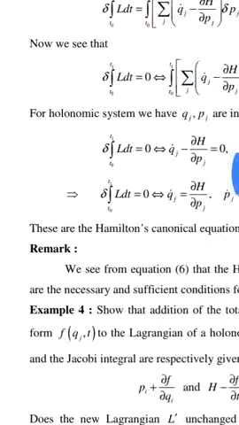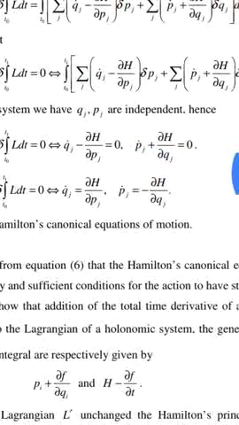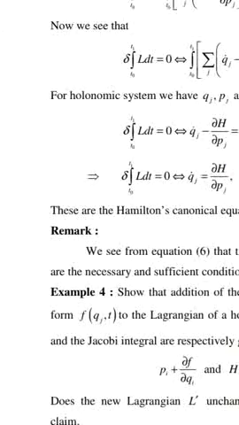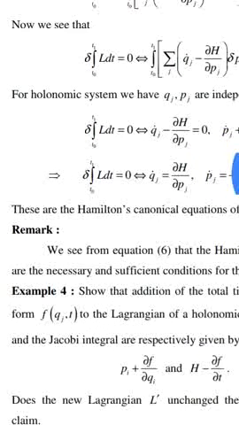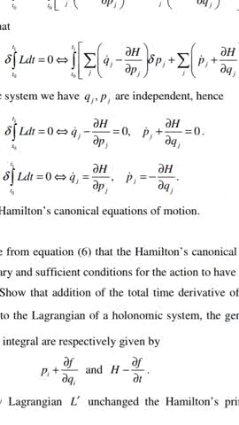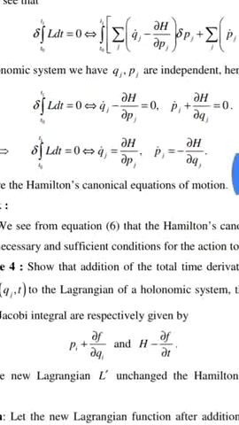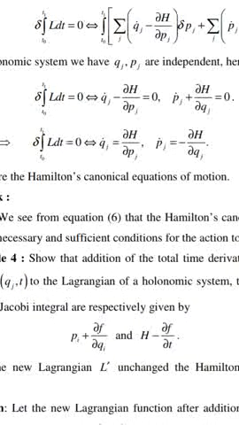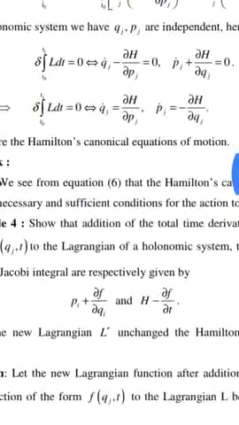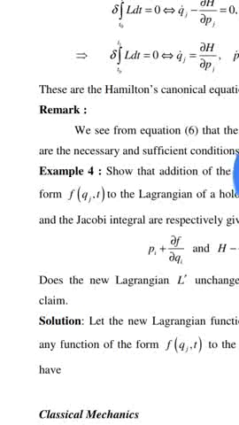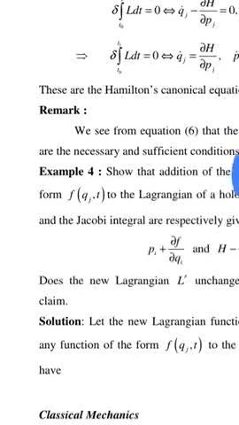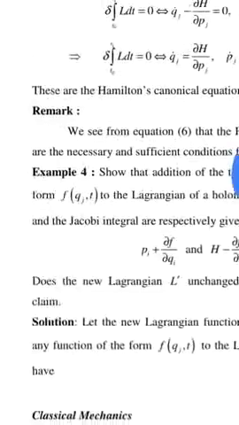For a holonomic system we have qj and pj independent. Hence, since delta integral from t naught to t1 L dt is equal to 0, qj dot minus dou h by dou pj is equal to 0, and pj dot plus dou h by dou qj is equal to 0. Therefore qj dot is equal to dou h by dou pj and pj dot is equal to minus dou h by dou qj. These are the Hamilton's canonical equations of motion.